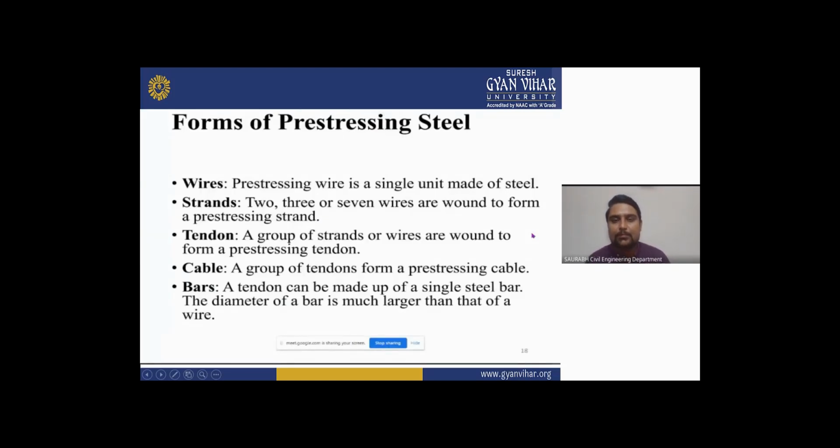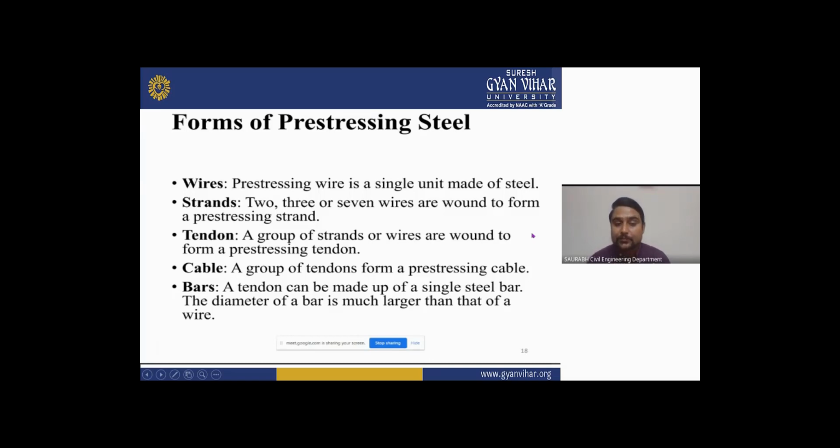Now we will see the forms of pre-stressing steel. First is wire, which is pre-stressing wire, a single unit made of steel. Strand: two, three, or seven wires are wound to form pre-stressing strands. And there is also tendon, a group of strands or wires wound to form a pre-stressing tendon. There is cable, a group of tendons forms a pre-stressing cable.